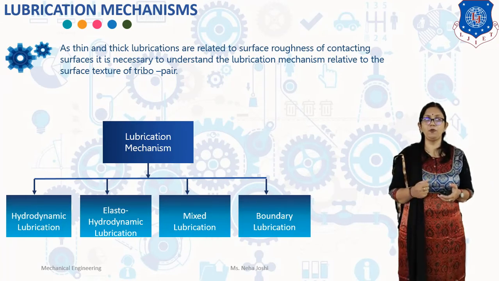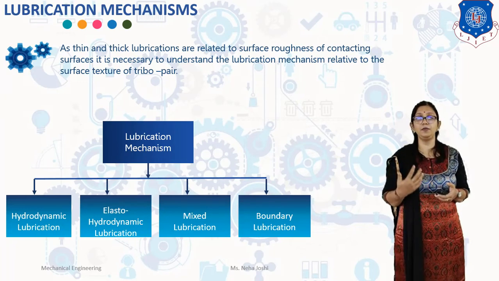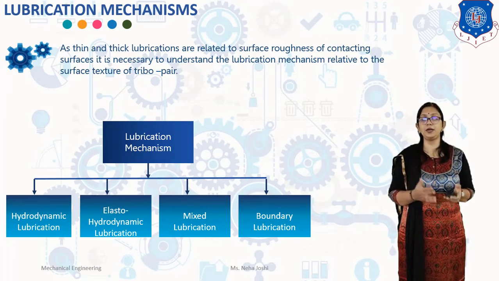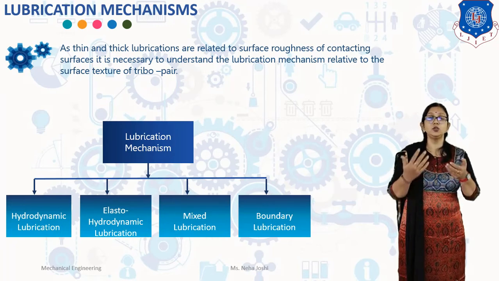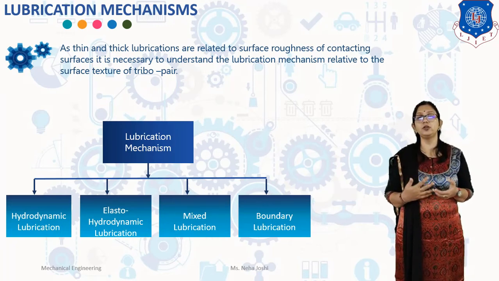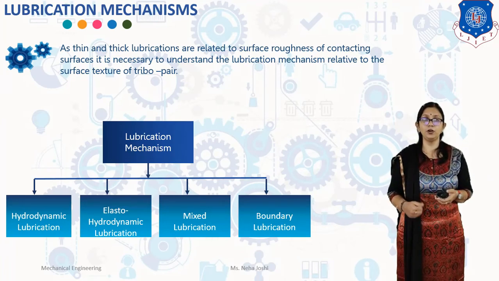And last one is boundary lubrication. Boundary lubrication is defined as that in which the sliding surfaces are separated by a very thin molecular film of the lubricant. So the chemical and physical nature of the surface and the lubricant play a major important role.